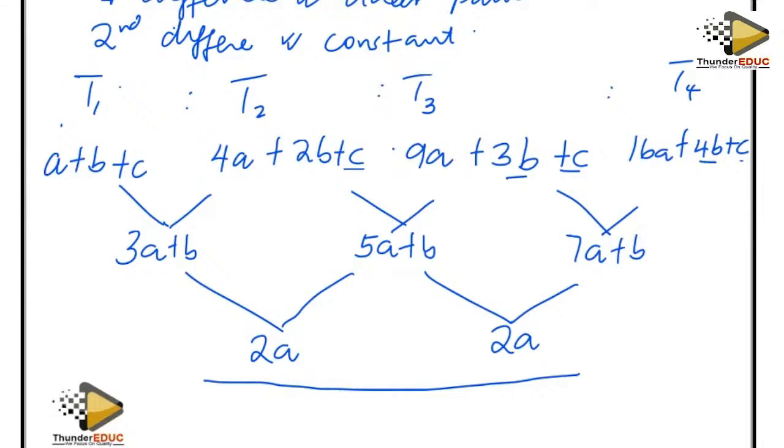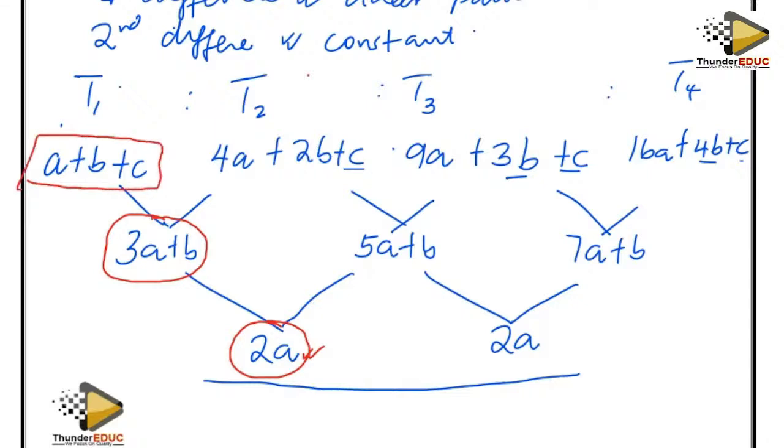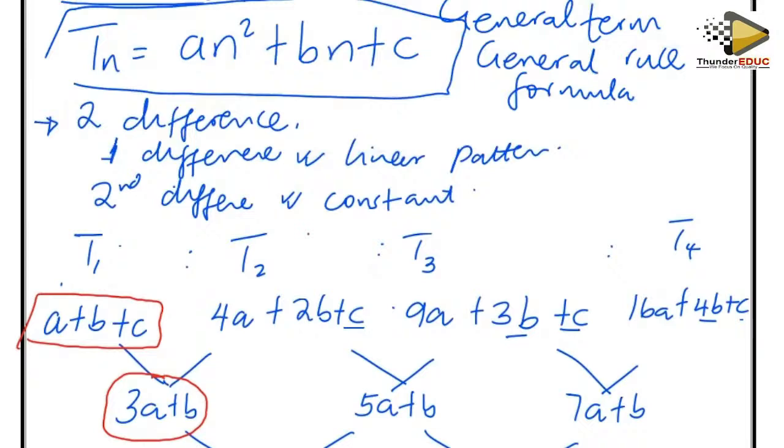When we are determining the general term of a given quadratic, we always relate the second difference to 2a, and we use that to find the value of a. Then we get the first term of the first difference and relate it to 3a plus b. Lastly, we get the first term of the quadratic and relate it to a plus b plus c. In that way, we shall be able to determine the values of a, b, and c so that we have our general term.